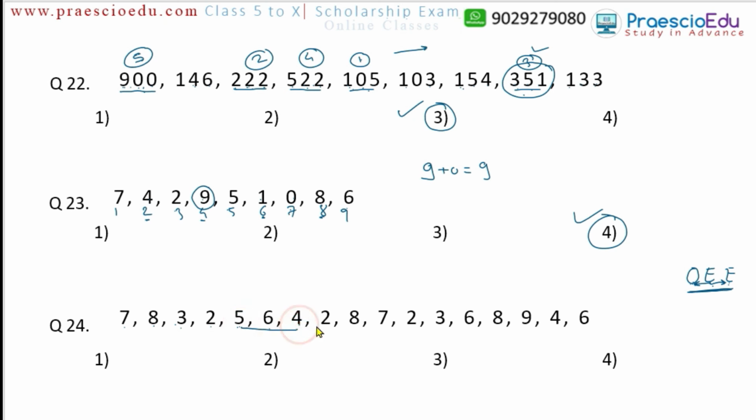Then even, even, even, odd, even, odd, even, then odd, then even, even. Okay, see this odd, even and even. So this one, another group we found. Then odd, even and even. Okay, so another one. So 1, 2 and 3. So 3 times we got it. So 3 is mentioned in option number 2.